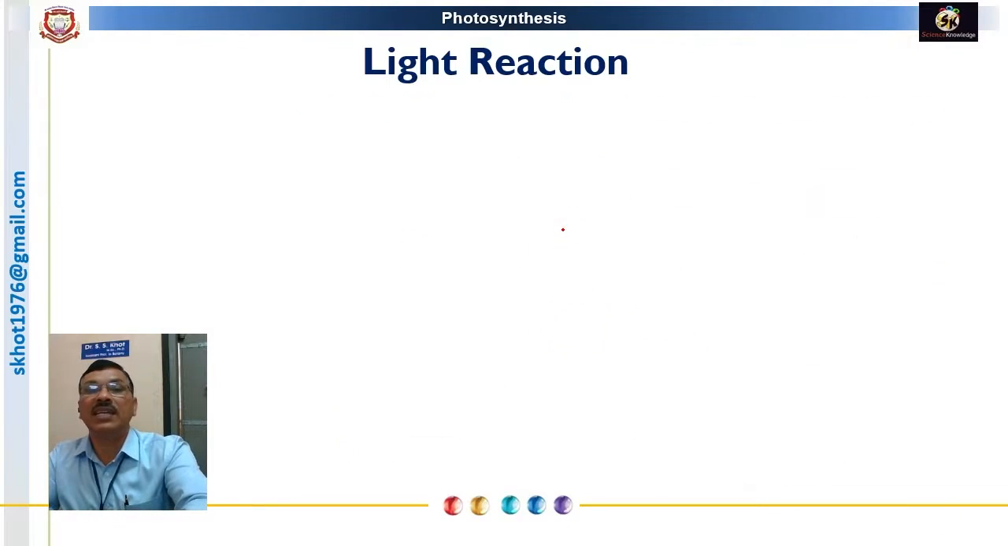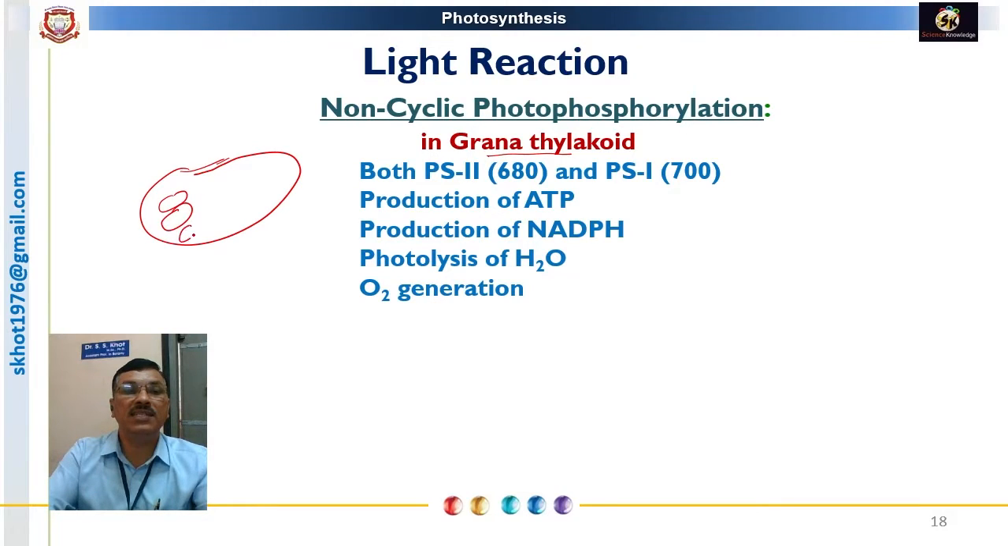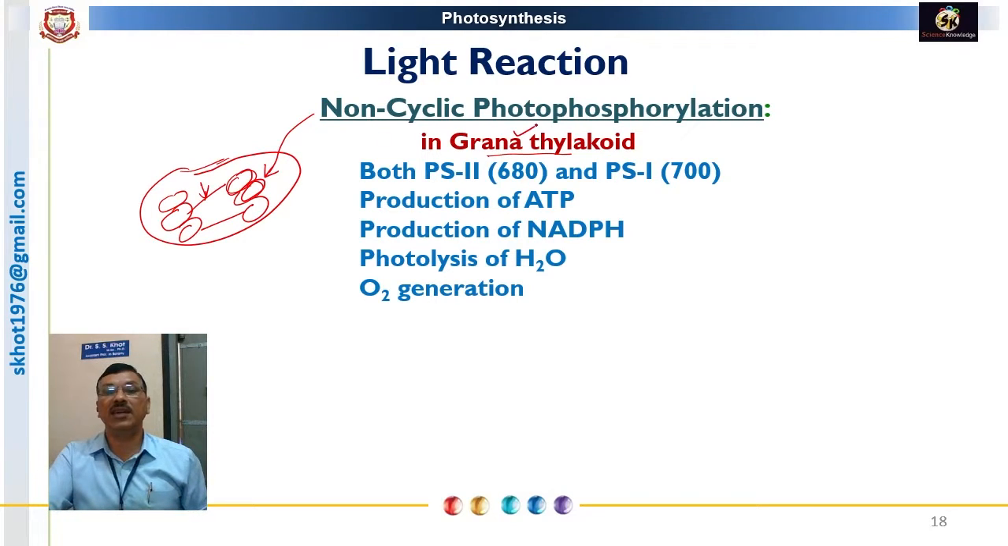Now coming towards non-cyclic phosphorylation. This process happens in grana thylakoid. So again, I will draw the chloroplast. This is the chloroplast double membrane system. There are a number of granas, and these granas are connected with each other by stroma thylakoid. So it happens in grana thylakoid.